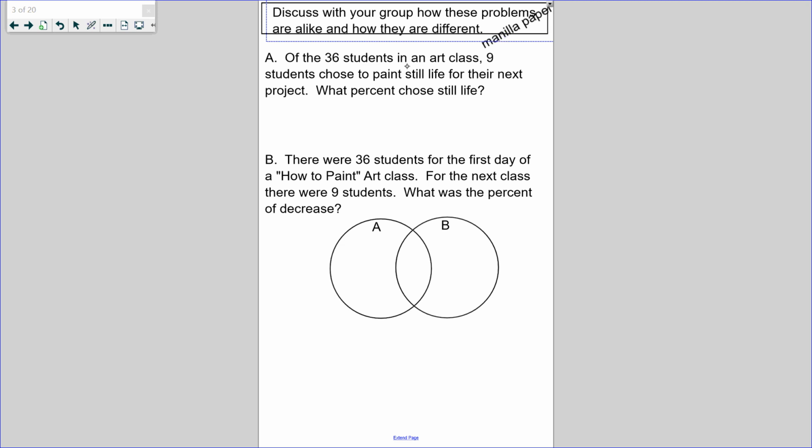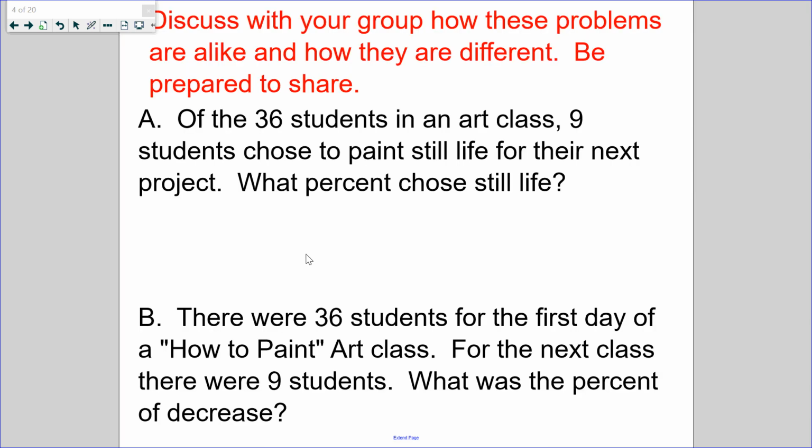Discuss with your group how these problems are alike and how they are different. Be prepared to share. A: Of the 36 students in the art class, 9 students chose to paint still life for their next project. What percent chose still life? B: There were 36 students for the first day of the painting art class. For the next class, there were 9 students. What was the percent of decrease?